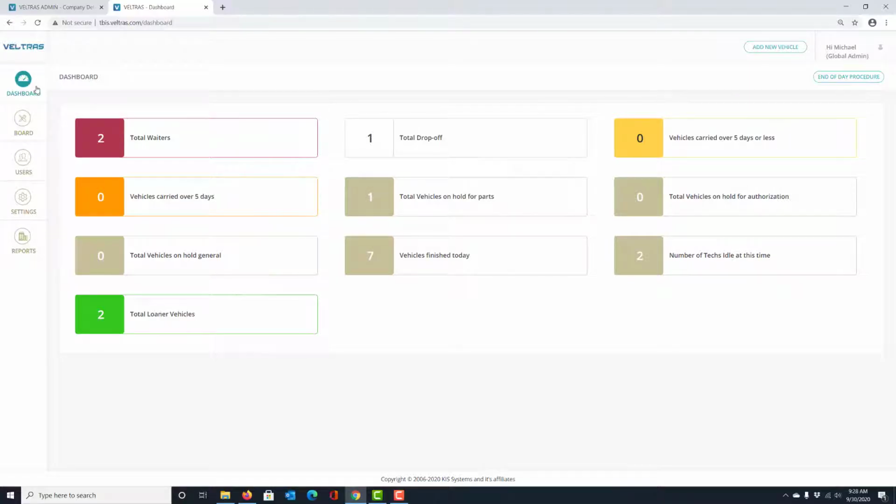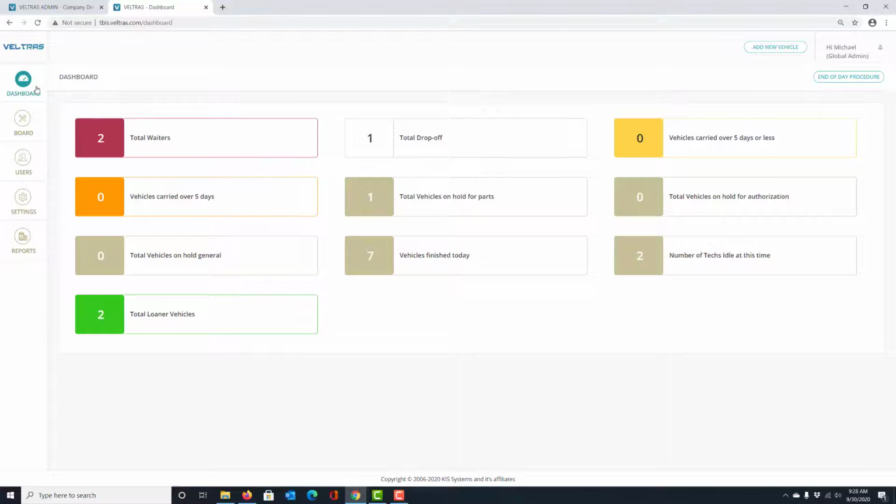The dashboard provides real-time status and accountability for the department. The dashboard identifies the current number of waiters and drop-offs for the current day, along with the number of near and long-term carryovers, so all vehicles are accounted for. The gold categories highlight vehicles in the repair status and technicians that are currently logged in but idle.